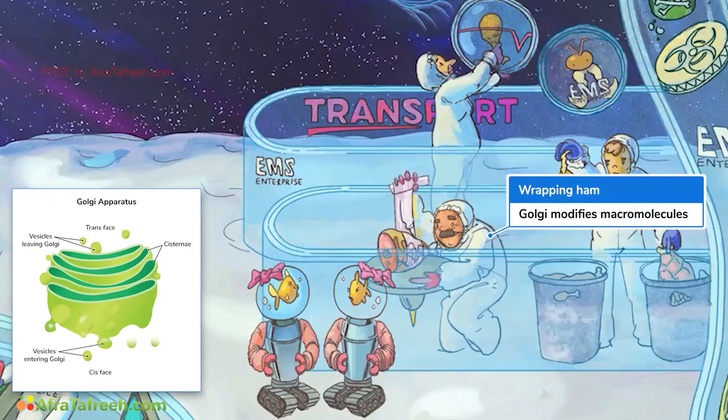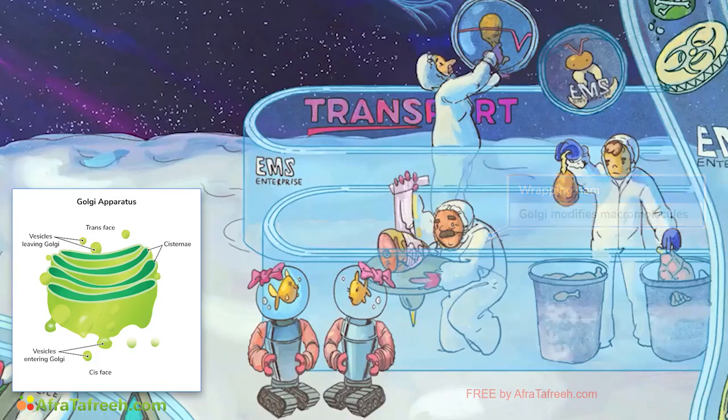For starters, it's involved in the modification of molecules, like altering proteins or membrane phospholipids. Typically, modification involves the addition of extra chemicals, like sulfates, phosphates, or carbs. Another ham, but this time in the Golgi processing center, it's being wrapped, modified if you will, for future transport to my kitchen table, or, other organelles.